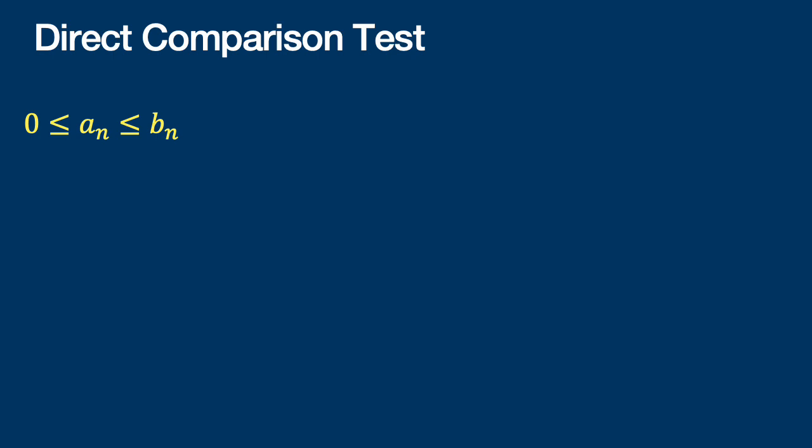Let's talk about the direct comparison test. First, we have a sequence a_n and a sequence b_n. Each term of b_n is greater than or equal to each term of a_n, meaning a1 is less than b1, a2 is less than b2, a3 is less than b3, something like that. Now add the sequence from a1 to an and b1 to bn. That's what we call a partial sum, guys.